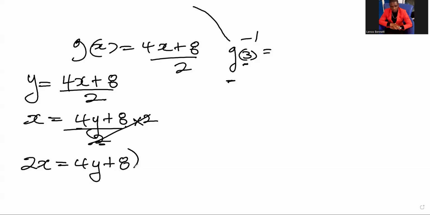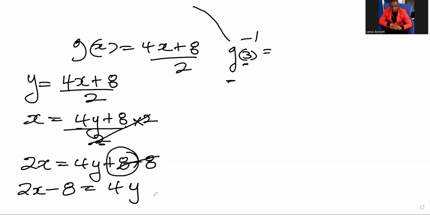Alright, so this is plus 8. We need to do the opposite of plus 8, which is to minus 8. Anything we do to one side, we do to the next side. So now we have 2x minus 8, which is equal to 4y.